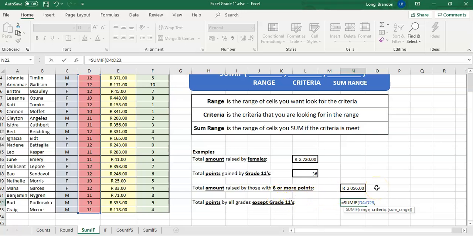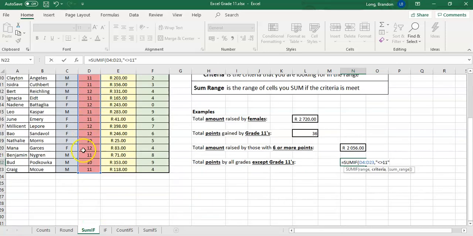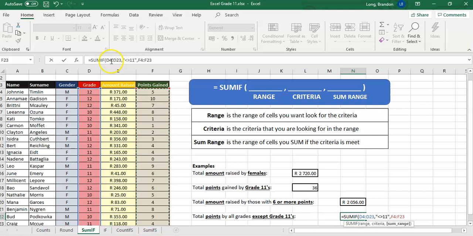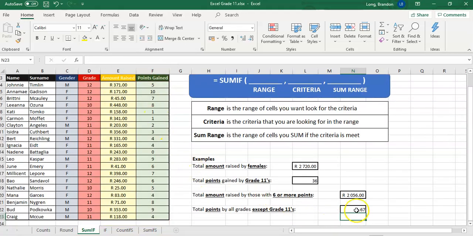How do I do not grade 11? It's not equal to grade 11. Remember, not equal to, shine bright like a diamond, 11. That's the not equal to 11 symbol. So let's put that in double quotes because our criteria must always be in double quotes. So look in the column where it goes D4 to D23. If it's not equal to 11, then you must sum the points, which is this block here. So you can see D4 to D23, F4 to F23. Yep, there's a match. 4 to 23, 4 to 23. Boom, there we go. So that's the points by all the grades except the grade 11s.